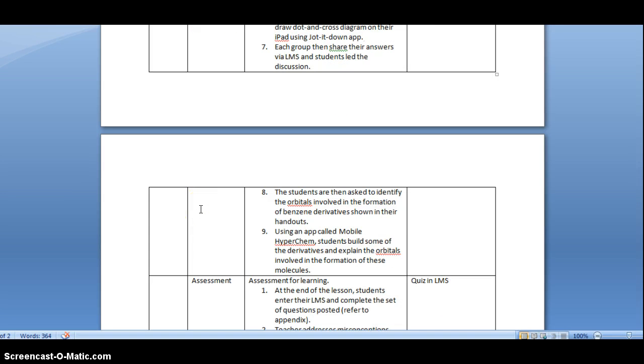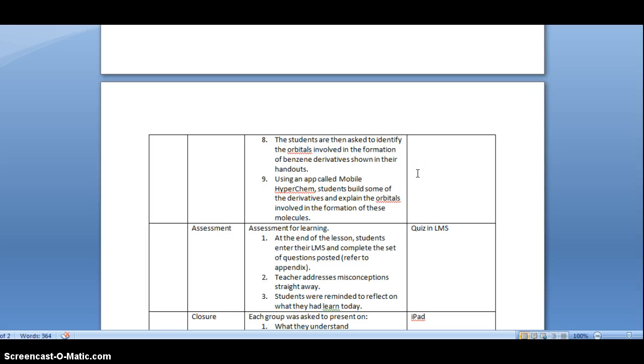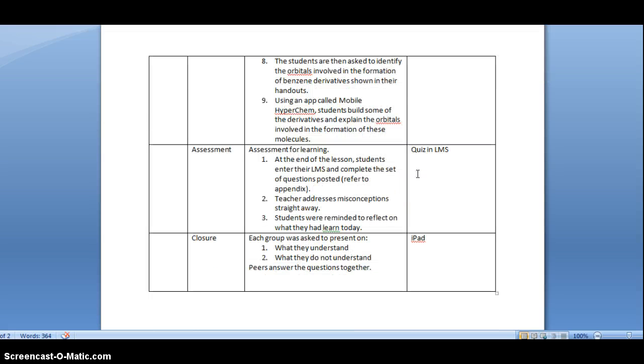Number eight, the students are then asked to identify the orbitals involved in the formation of benzene derivatives shown in their handouts. How do they do this? They use a free app called Mobile Hypercam, and I put it down here as well, which is an app on the iPad. I'm not sure about Android, because I normally use iPad in the classroom. Students build some of the derivatives and explain the orbitals involved in the formation of these molecules. So this is how I incorporate technology into my classroom and into my lessons.